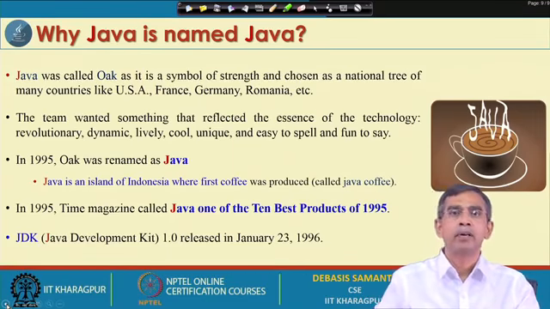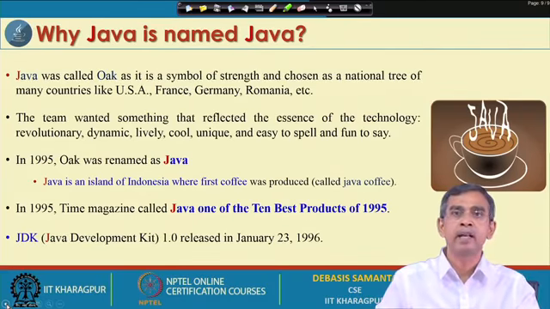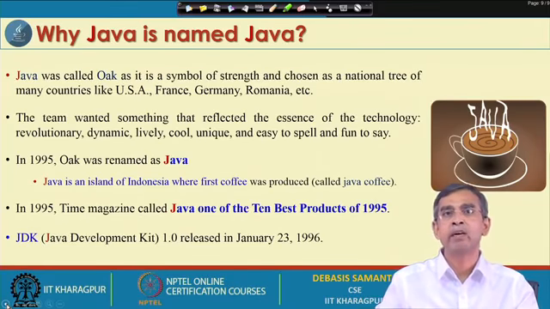Then in 1995, Gosling introduced the name Java. In fact, Java is an island of Indonesia where the best coffee of the world is produced. Gosling was very fond of coffee, that is why he chose the name Java for this programming setup. In fact, Java is so popular that in 1995 Time magazine named Java one of the best products.